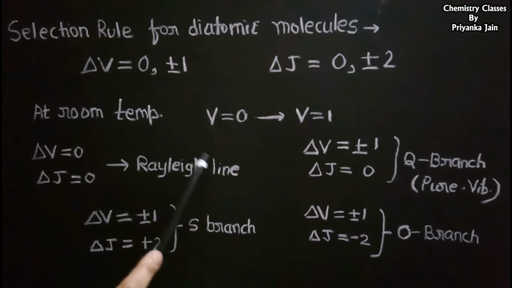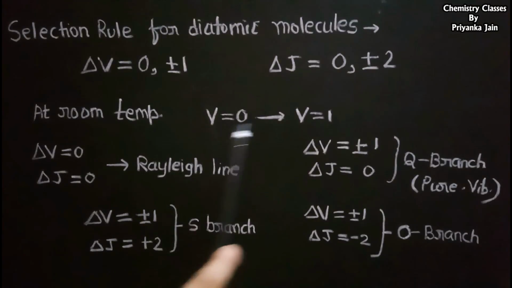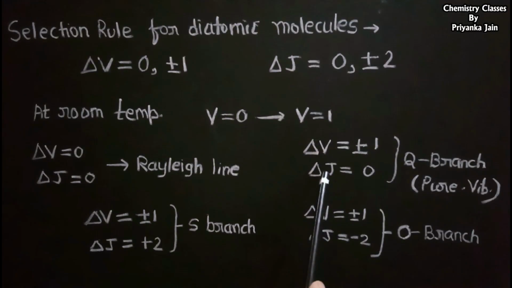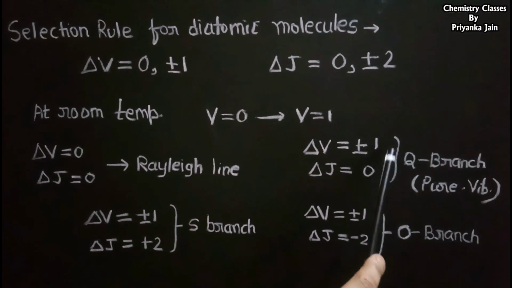So there are 4 different possibilities, and we will get 4 different types of line. When ΔV is equal to 0 and ΔJ is equal to 0, it means there is no change in the frequency of the scattered radiation, and we will get the Rayleigh lines. When ΔV is equal to ±1 and ΔJ is equal to 0, it means there is no rotational transition. The rotational levels are the same in both the vibrational states. So we are getting the pure vibrational spectra, and we will call it the Q branch. We will obtain it in the middle of the spectra.